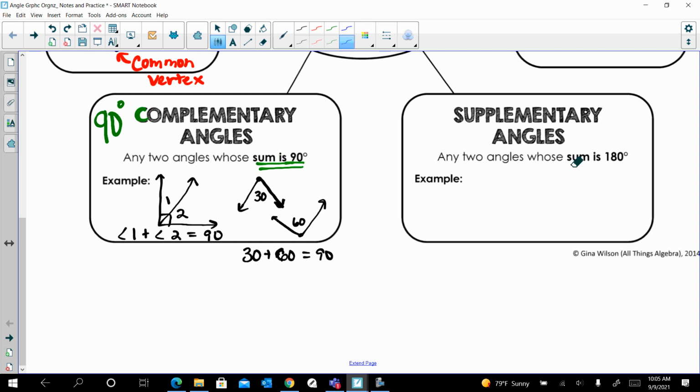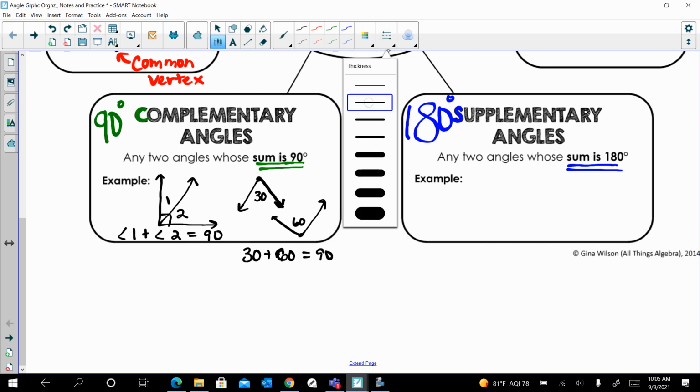Then make sure you understand supplementary angles. Those are any two angles whose sum is 180. Another way to think of it is if I have an S, the S in supplementary, we can turn it into an 8 and make 180 degrees. Okay. Remember, they just have to have a sum, so they do not have to be adjacent. There is a special type of supplementary angles that are adjacent.